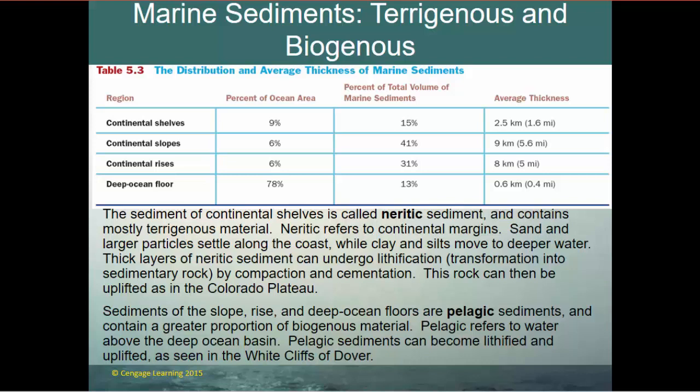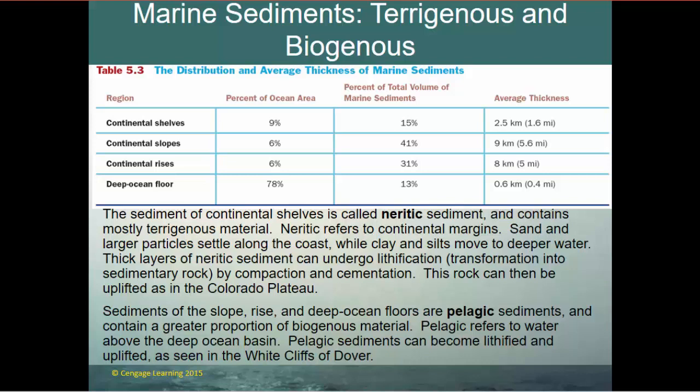So thick layers of neritic sediment can undergo lithification, transformation into sedimentary rock, by compaction and cementation, and this rock can then ultimately be uplifted. And the Colorado Plateau is an excellent example of that. That region of North America over geologic time on several occasions was under a shallow sea, where neritic terrigenous sediment was compacted and lithified into rock, and then at a later date the entire Colorado Plateau was uplifted and exposed, which is essentially how we got the Grand Canyon.